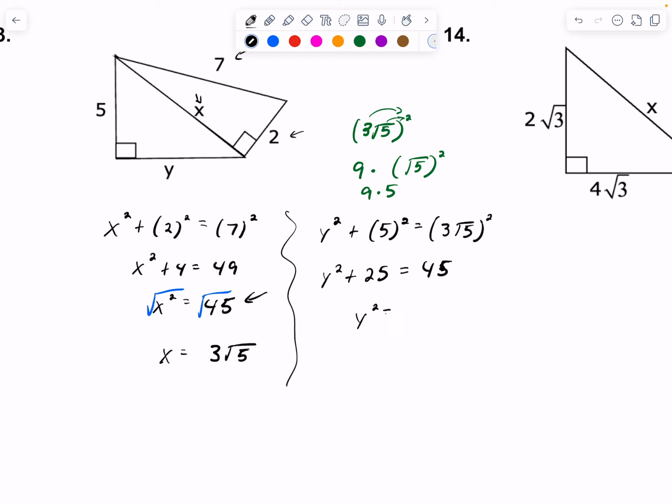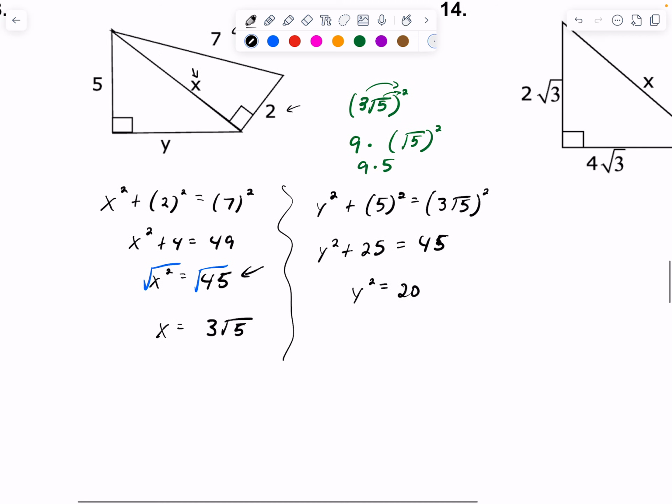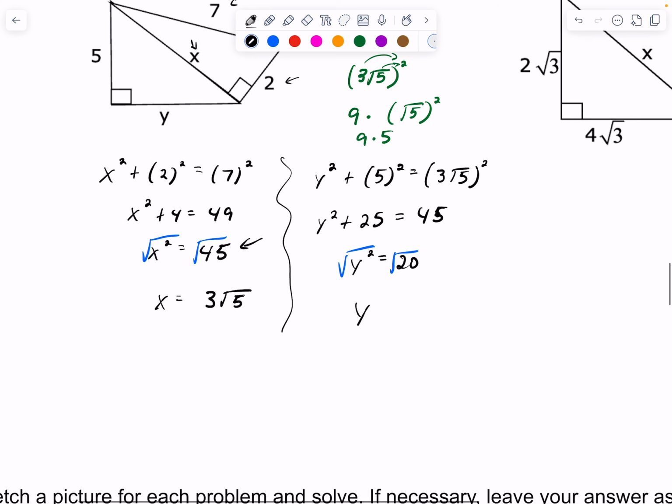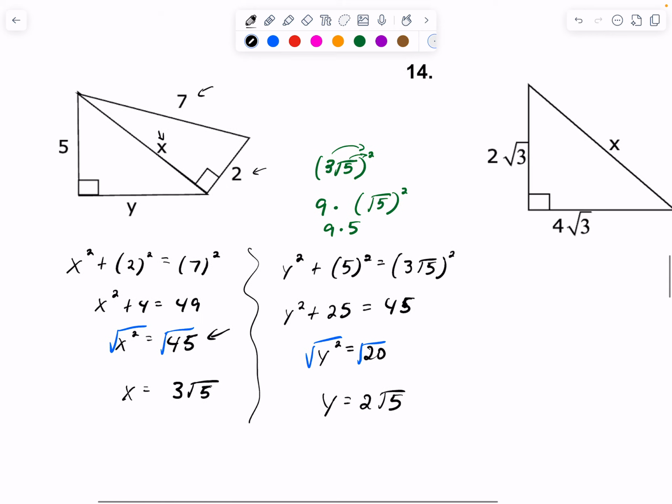Move the 25 over. With subtraction, you get 20. Take the square root of both sides. Again, we're going to just do the positive value. So y equals, and if I think about factors of 20, 4 times 5, and 4 is perfect. So 2 root 5 for y. So there's x and y.